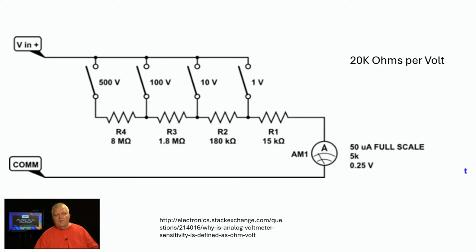And here, for example, is a 20,000 ohm per volt schematic with just a basic 50 microamp meter full scale. It has a 5,000 ohm internal resistance. And on the 1 volt scale, they add a series resistor of 15,000 ohms. So 15,000 in series with 5,000 is 20,000 ohms per volt. That's what they're talking about here.